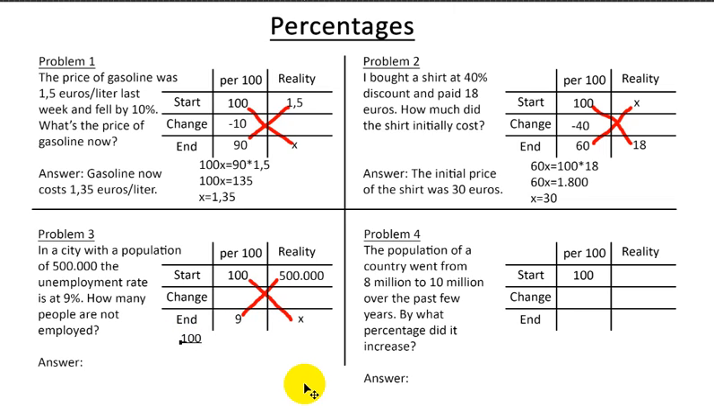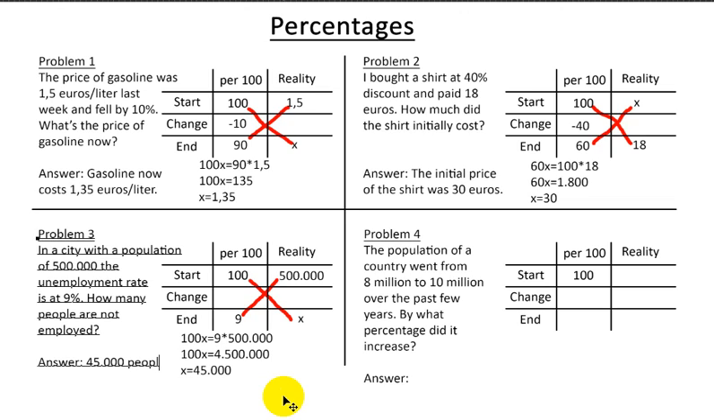100x needs to be equal to 9 times 500,000. So 100x needs to be equal to 4,500,000. And if I do this division, I just cut off 2 zeros. What I'm left with is x equals 45,000. So my answer should be 45,000. 45,000 people are unemployed.